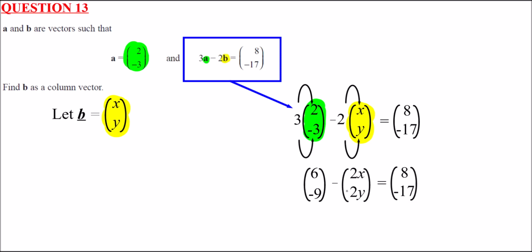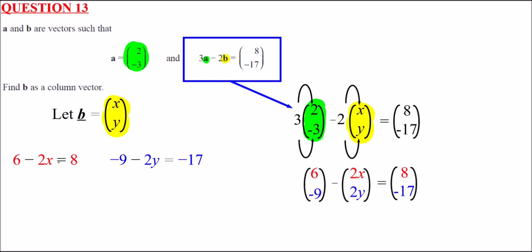What we need here is to realise that we've actually got 2 equations hidden within. If we focus on the top numbers, which I'm going to colour code in red, and the bottom numbers, which I'm going to colour code in blue, we can see that 6 minus 2x needs to equal 8, and at the bottom, minus 9 minus 2y gives minus 17. If we take these out of the brackets and focus on solving these equations, we can work out x and y, and therefore work out what column vector B actually is. We can just solve these equations like we would any normal equations.